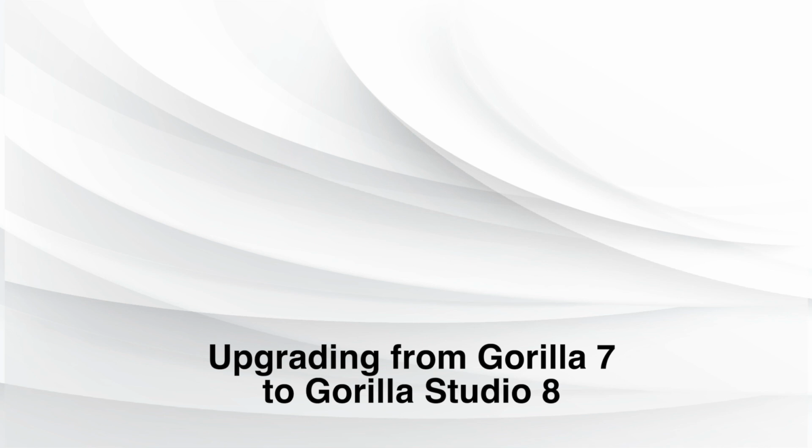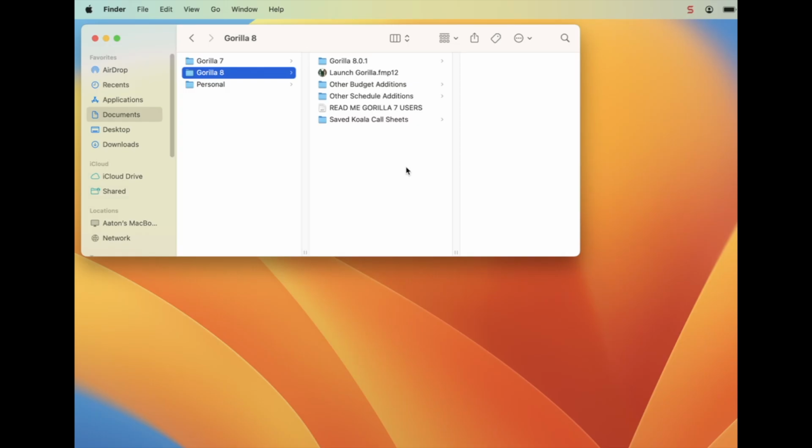This quick video will show you how to launch Gorilla Studio 8 if you are upgrading from Gorilla 7 on a Mac. When you install Gorilla Studio 8 on a Mac computer and still have Gorilla 7 on the same computer, you have to set the preference for Gorilla to launch version 8 instead of version 7. This only has to be done once, so let me show you how to do that.